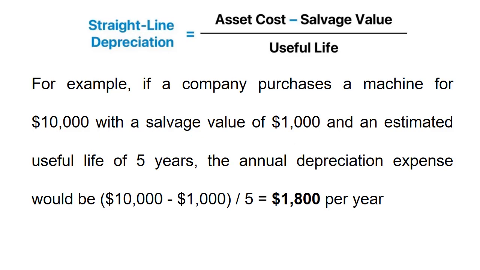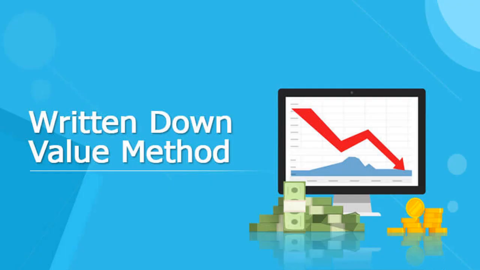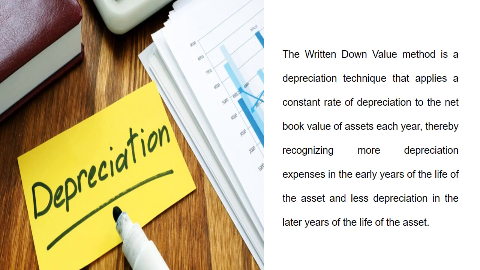For example, if a company purchases a machine for $10,000 with a salvage value of $1,000 and an estimated useful life of 5 years, the annual depreciation expense would be $10,000 minus $1,000 divided by 5, which is equal to $1,800 per year. The written down value method, on the other hand, is also known as the reducing balance method.